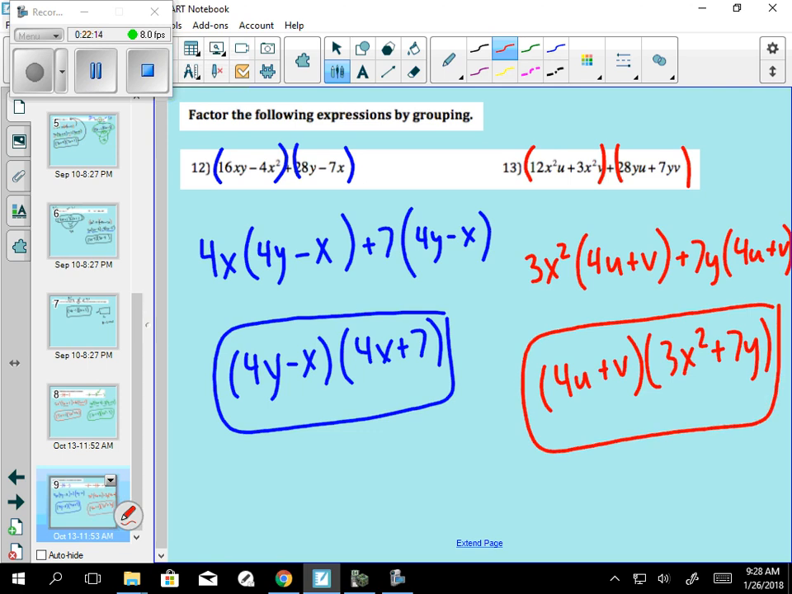So factor by grouping is another method. If you like that, you can definitely use it on the problems, or you can use that guess and check method.